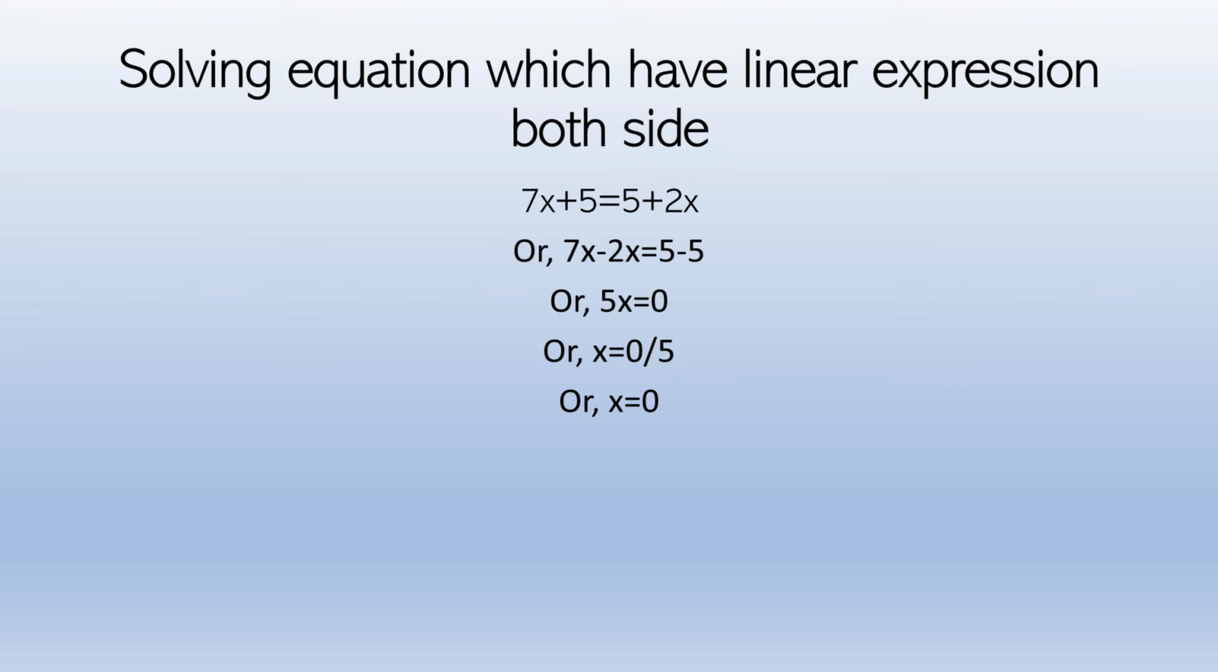Now we have to change the side of 5 from left to right. So the next step is x equal to 0 divided by 5. We know that if we divide 0 by any number, we will get 0. So our solution for x is 0.